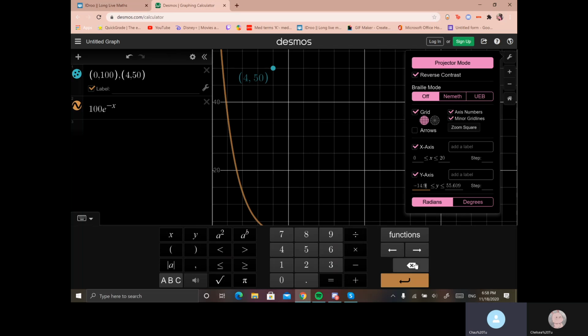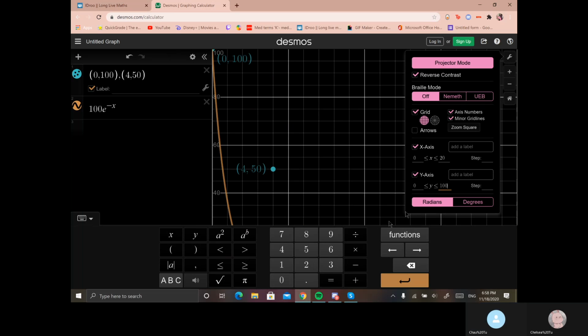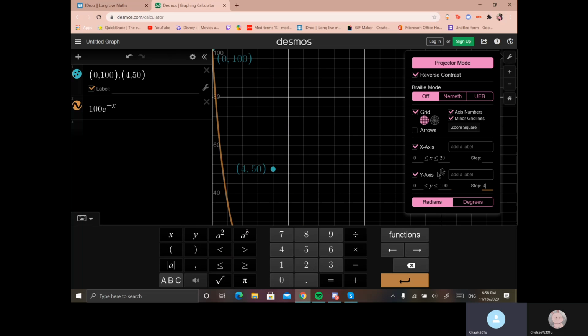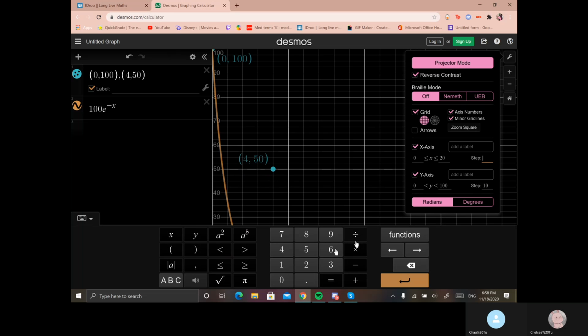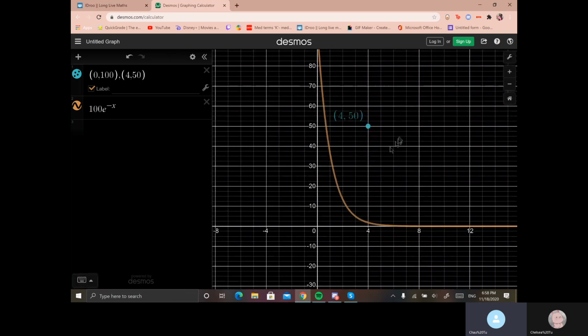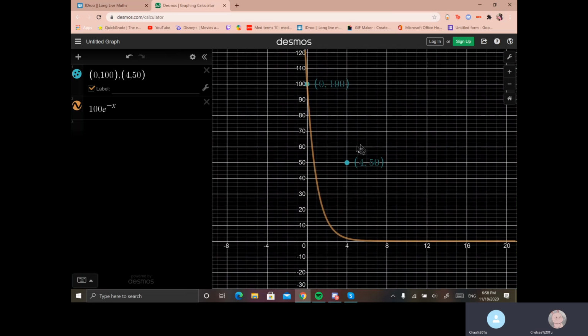Zero to 100. Scale steps in the x-axis: I want it every 4 hours. In the y-axis, I want it every 10. Every 4 hours. Okay. And why are we in that ugly mode anyway? Anyway, can you see our graph?